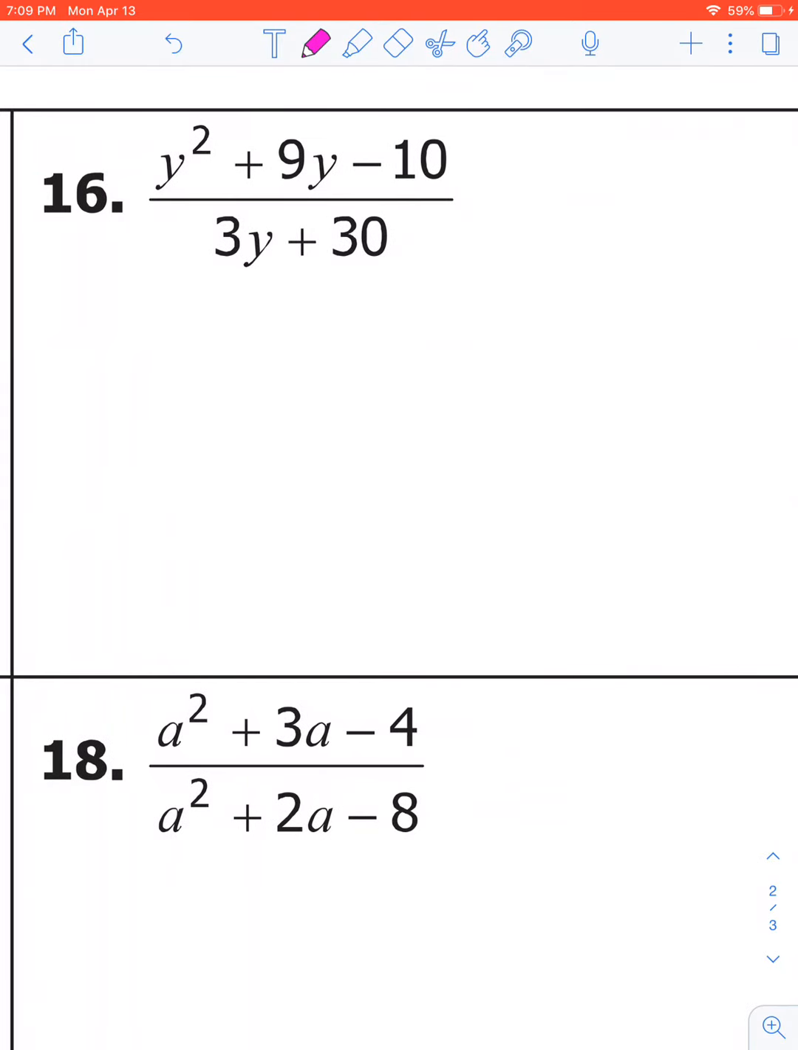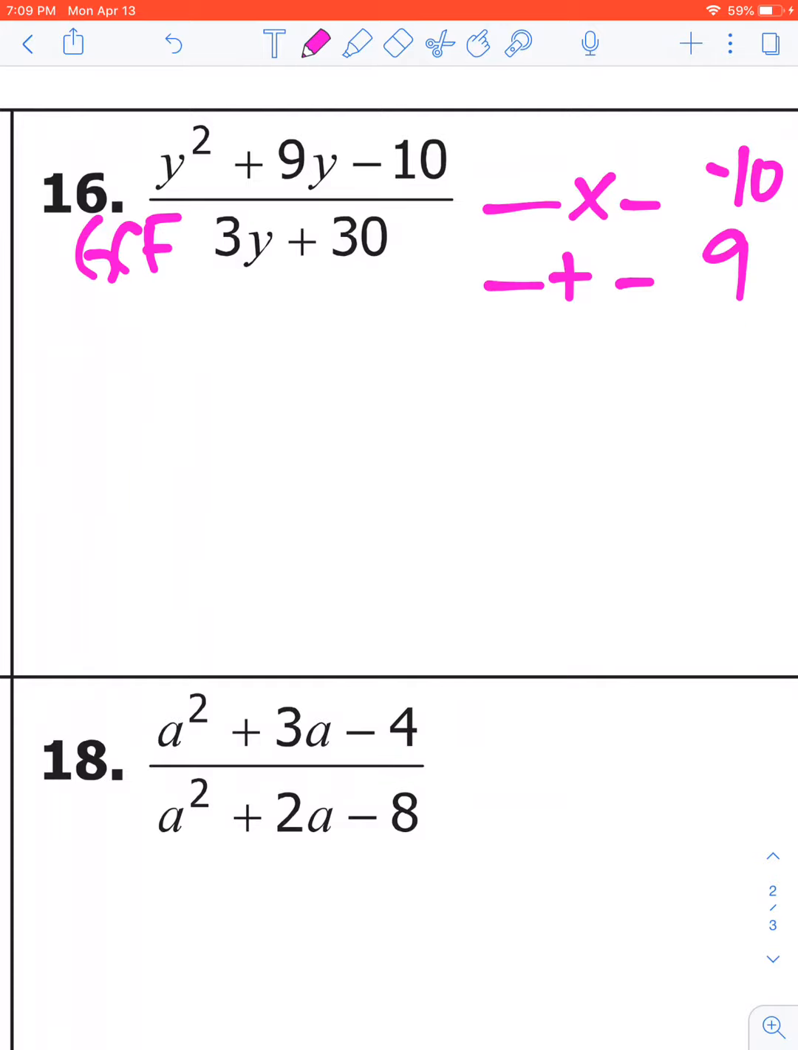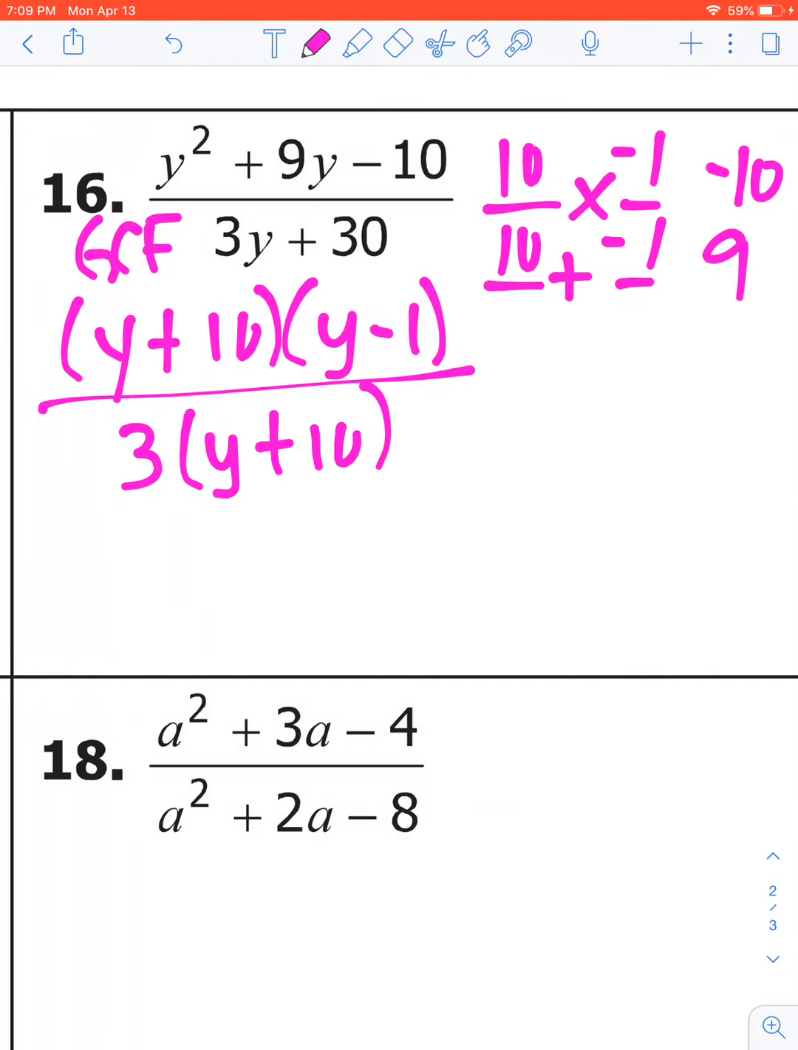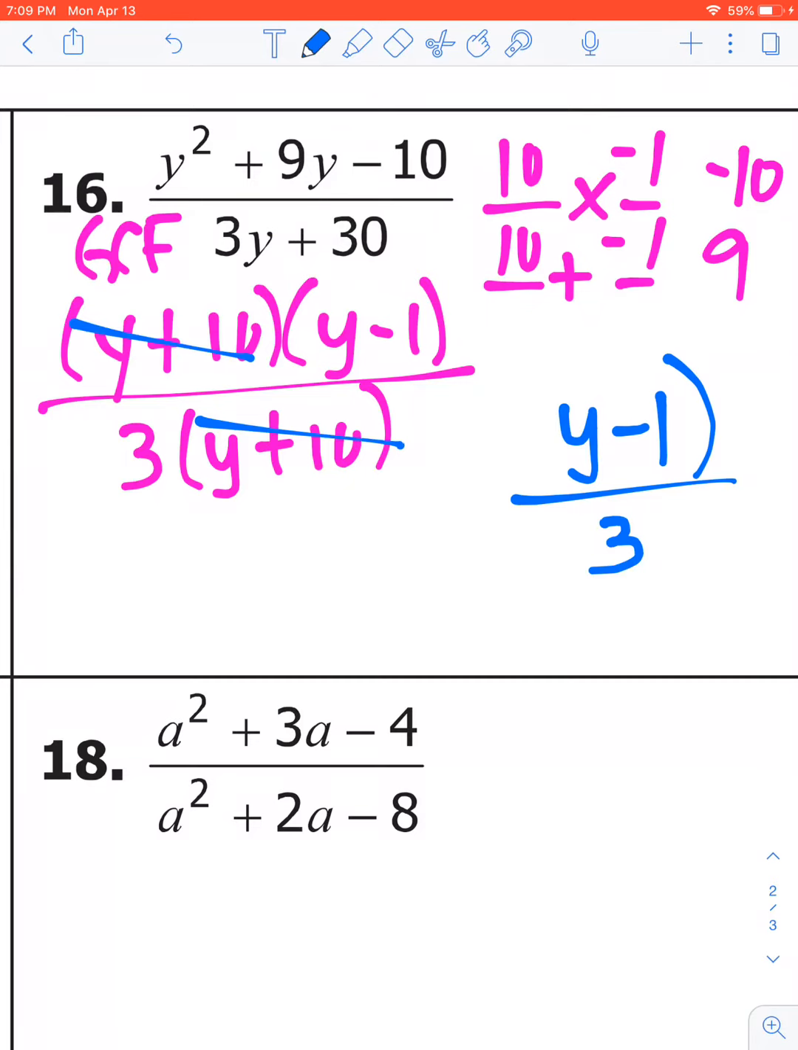Okay, this problem is very similar to what we've been doing, except we have the trinomial in the top, and we have GCF in the denominator. So in the numerator, we need to find 2 numbers that multiply to give me negative 10, but that add to give me 9. And that is going to be a positive 10 and a negative 1. The denominator has a GCF of 3. The y plus 10s cancel, leaving me with the final answer of y minus 1 over 3. Again, that doesn't have to be in parentheses, or you can write them.